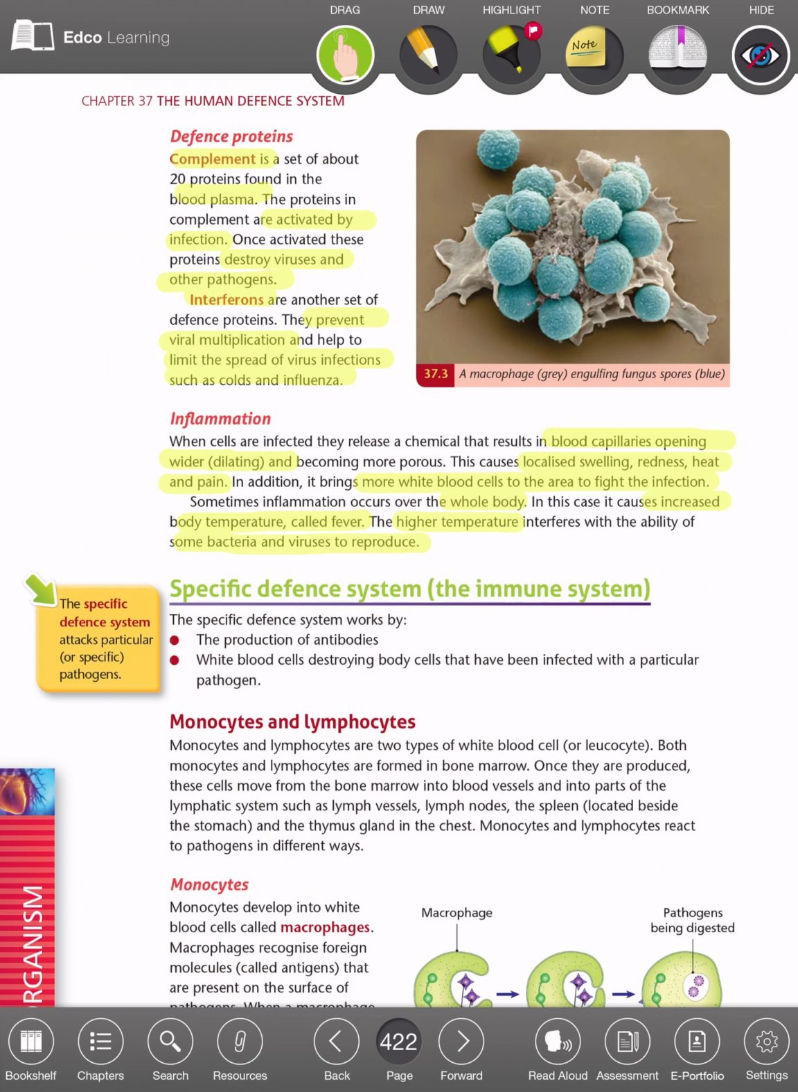Now, I'm not going to move on to the specific defense system just yet. We will move on to that in our next lesson. So please get yourselves very familiar with the general defense system: know your first line of general defense, or your primary defense system, know your second line of general defense and what comes with it, and then we'll move on to the specific defense system in our next lesson.